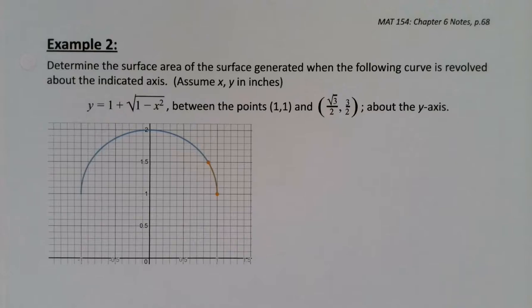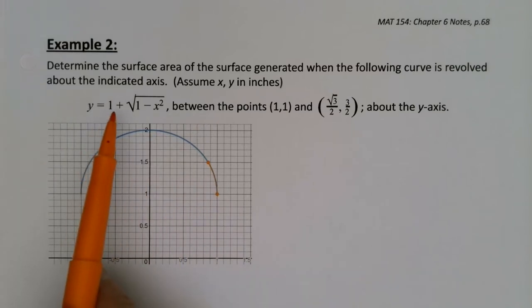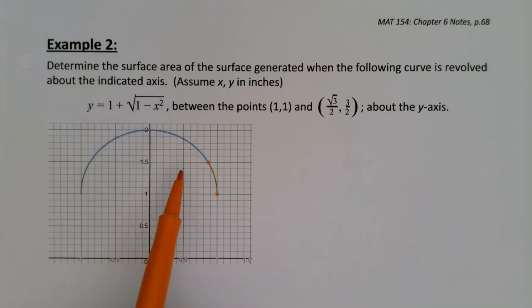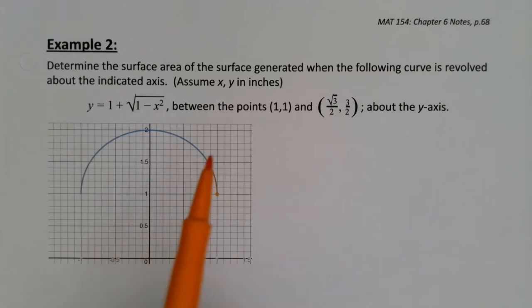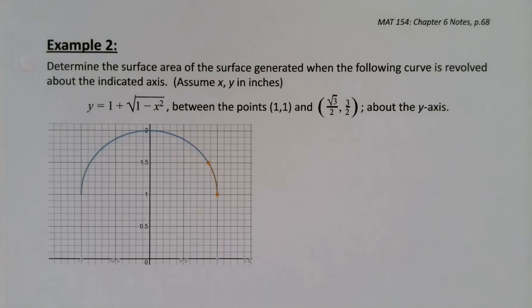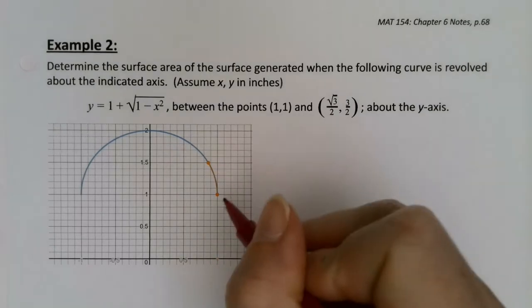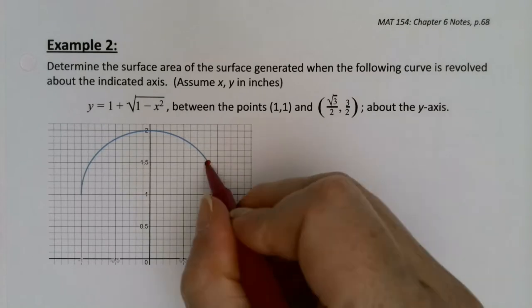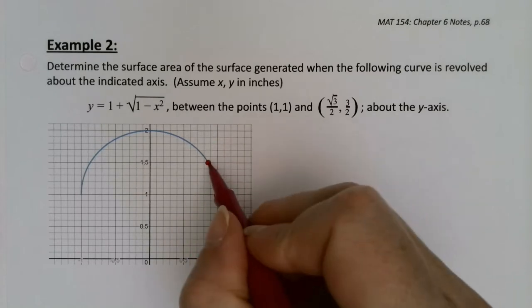For this problem, we want to find the surface area that is created when we rotate this little piece of arc around the y-axis. So the curve itself is y equals 1 plus the square root of 1 minus x squared, which is, of course, a semicircle that's been shifted up 1. But we only want to look between the points (1, 1) and (square root of 3 over 2, 3/2). (1, 1) is right here, actually, and the square root of 3 over 2, 3/2 is right here.